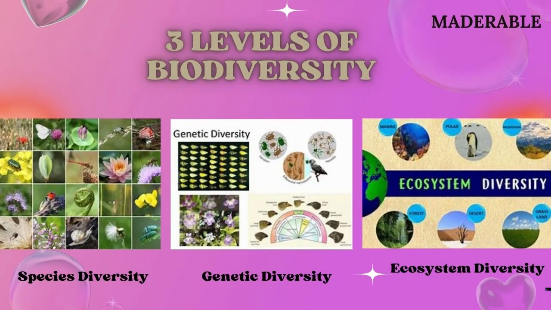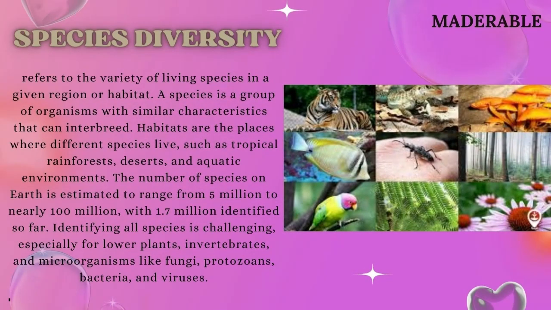Here are the three levels of biodiversity. Species diversity refers to the variety of living species in a specific region or habitat, with each species representing a group of organisms that share similar characteristics and can interbreed. Habitats provide the environments where these species reside, such as tropical rainforests, deserts, and aquatic ecosystems.